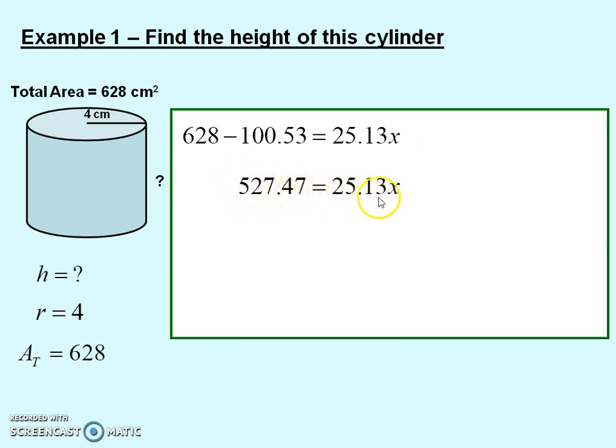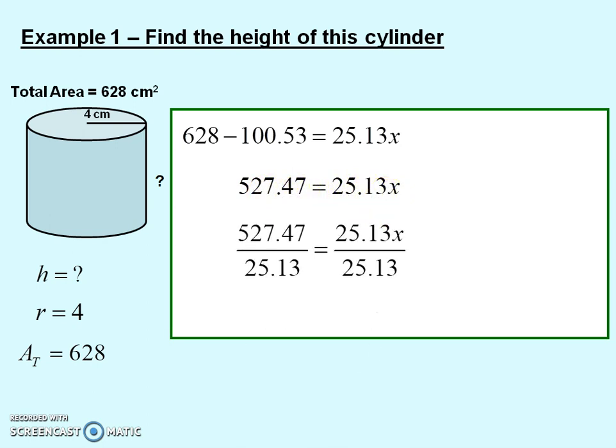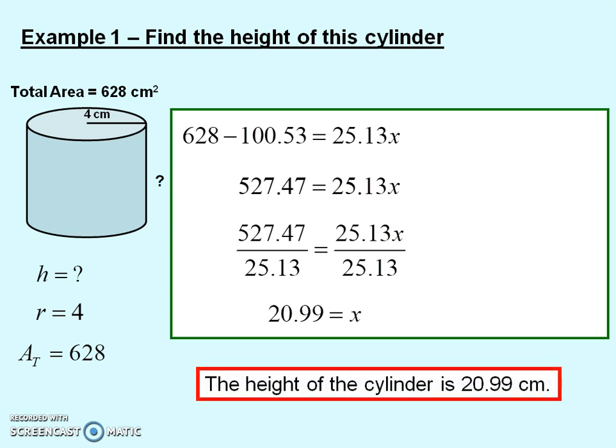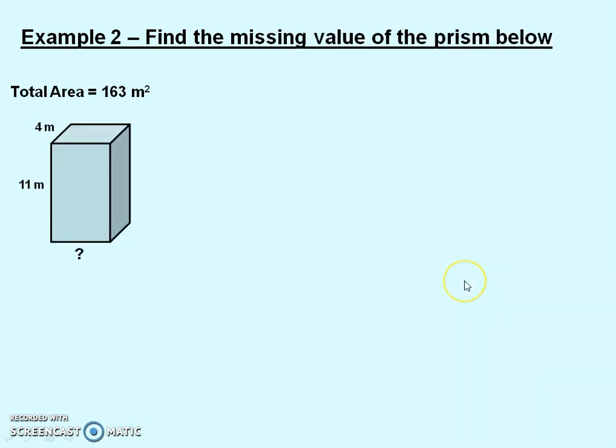That's equal to 25.13x. And now to solve for x, I divide both sides by 25.13. It turns out that x is 20.99. Keep 2 decimal places. And that's the answer. The height of the cylinder is 20.99 centimeters. It's just centimeters and not centimeters squared, because it's just a regular height.